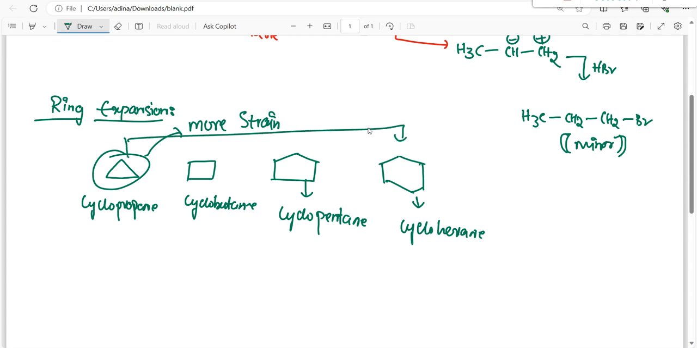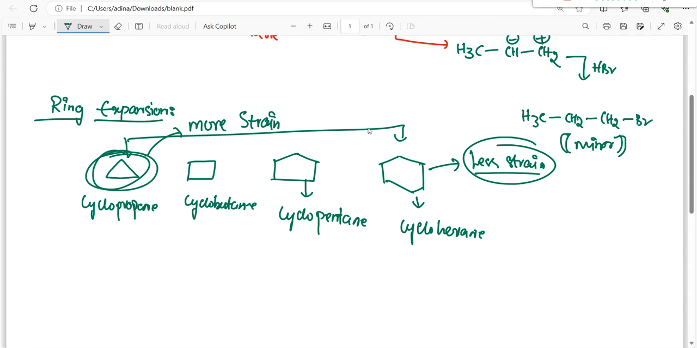But in a higher expansion, less strain is present. That means more stable. Here the ring is high, that means the number of carbons present in that ring is high. It undergoes less strain, that means more stability. Here more strain is present.